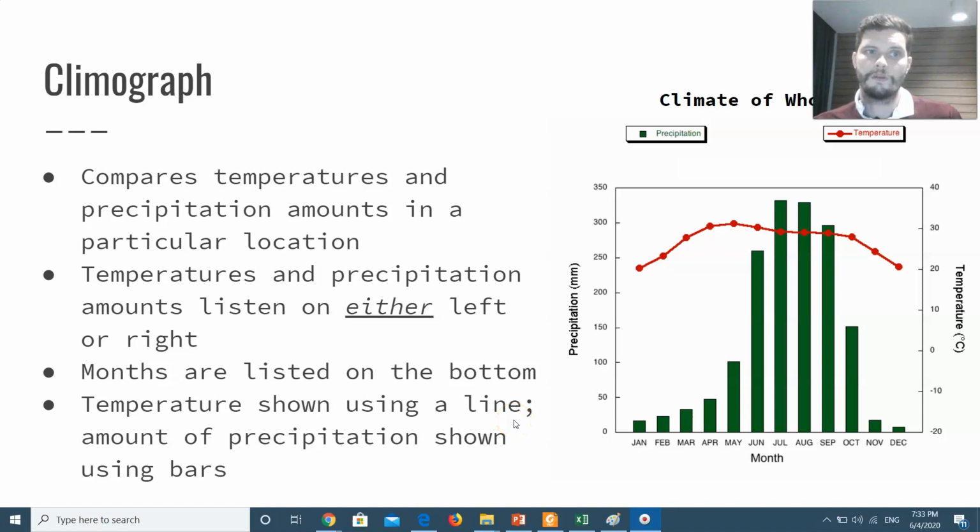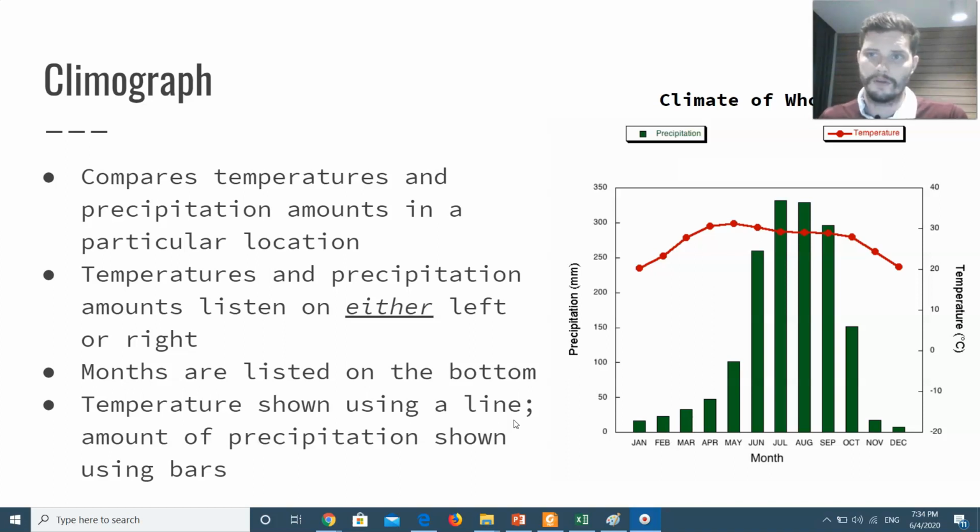Hello. In this lesson, we're going to talk about climographs. Before I get into exactly what a climograph is, I want to talk about the difference between climate and weather. Weather refers to the atmospheric conditions in one particular place at any given time.